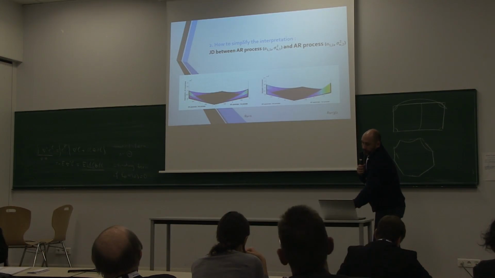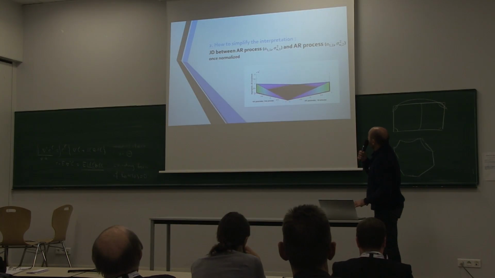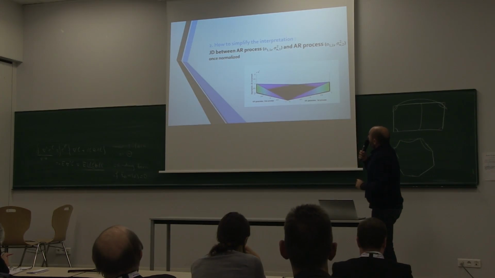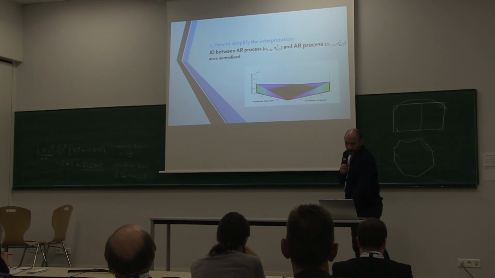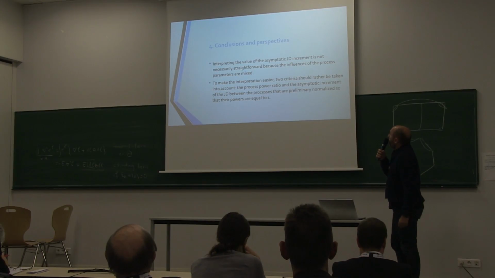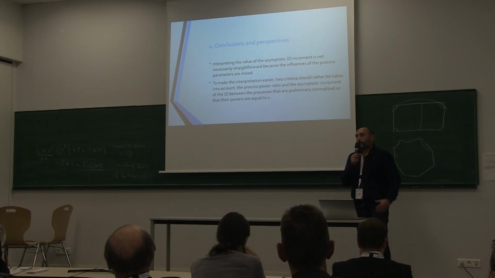This is the reason why, by comparing unit power processes, the expression no longer depends on the variance of the driving processes, and we have a single shape that makes it possible to simplify the analysis of the GD. So our purpose was to be able to interpret the value of the asymptotic Jeffreys divergence increment and to be able to use it in practical cases.